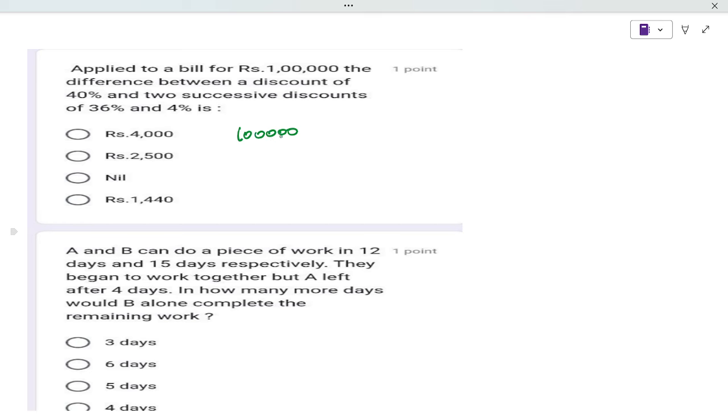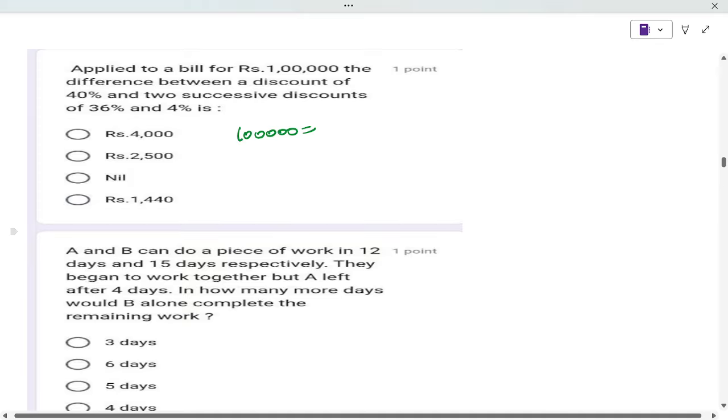1 lakh is 1,00,000 ... so now we apply the 40% discount. 1 lakh is 1, 10, 100,000, 10,000, 1 lakh. So on this we apply a 40% discount.